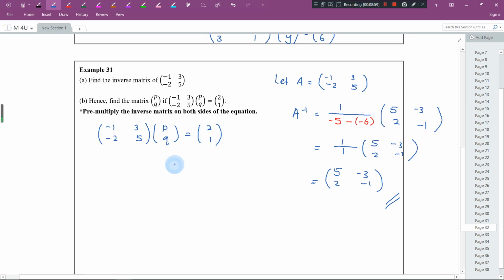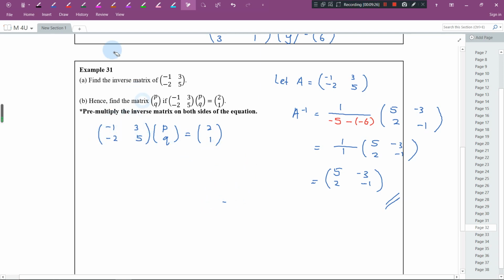So if I give you an equation, for example 3x is equal to 6, and I ask you to find the value of x, I think the majority of you will have no problem, right? x is equal to 6 divided by 3, which is equal to 2. But the problem is this is a matrix. We cannot divide by a matrix, so what we need to do is try to get rid of this.